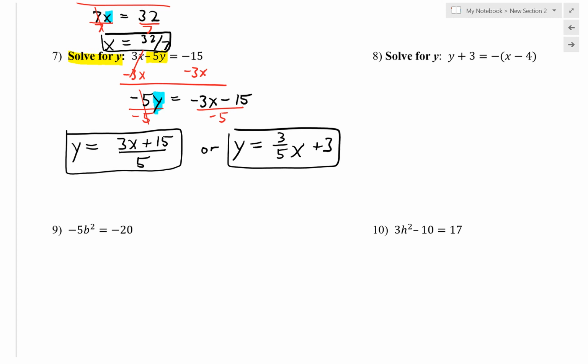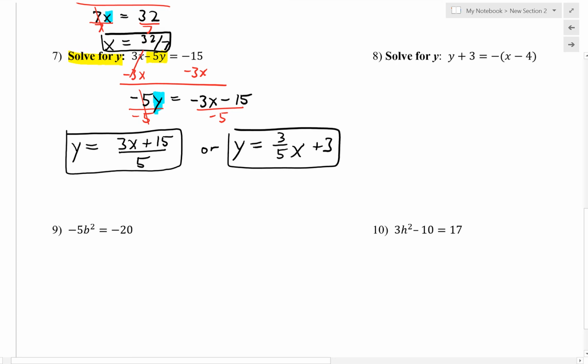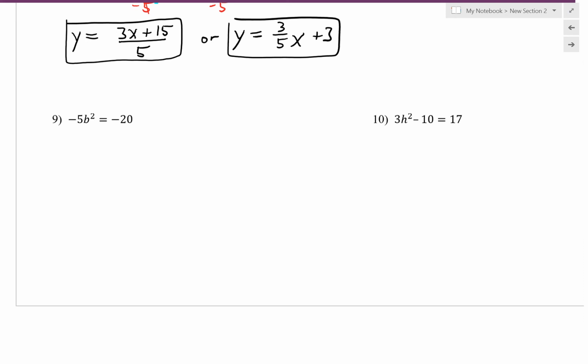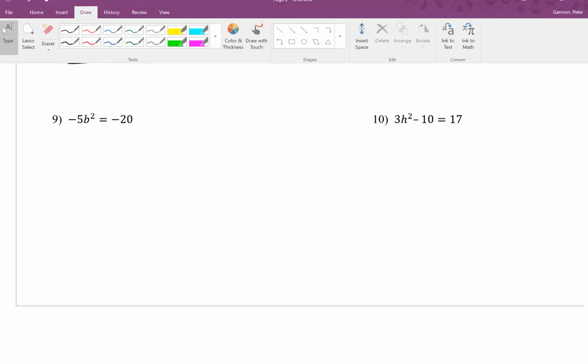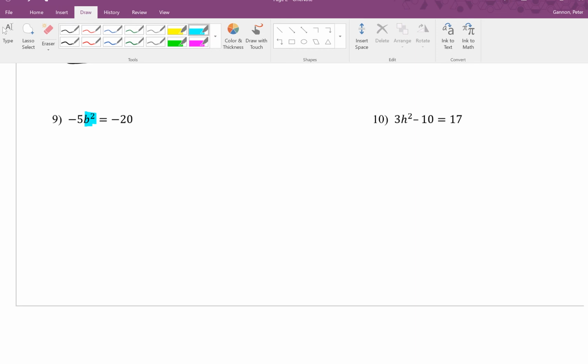Okay, for these notes, guys, I'm going to skip 8. That might be something that we go over in class, but let's take a look at 9. So with number 9, we're still trying to do the same thing. We're trying to isolate the variable and find all the solutions that make the equation true. Both sides of the equation are simplified, so our goal is to get the variable, which in this case is the b, by itself. We need to start by getting b squared by itself.